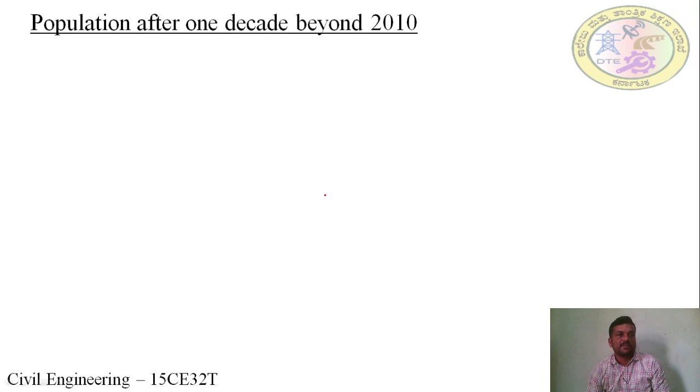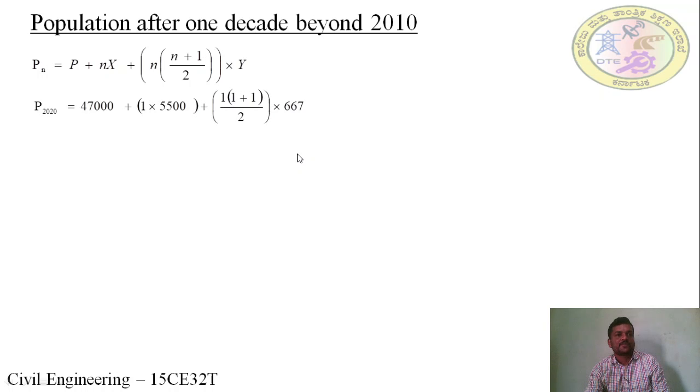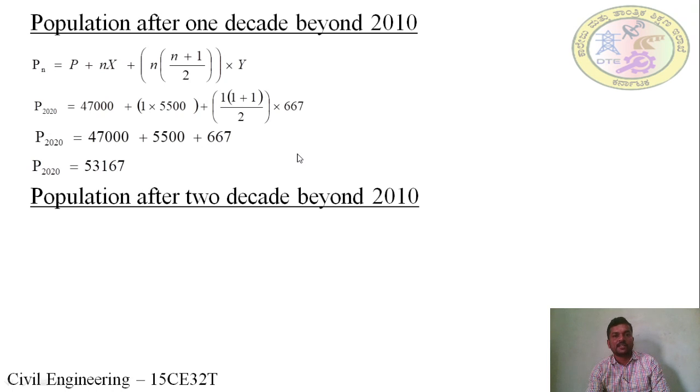So here we need to find the population after one decade beyond 2010, which means we need to find the population for the year 2020. That is equal to the expression for the incremental increase method. So the population for the year 2020 is equal to, after substituting the values, 53,167.